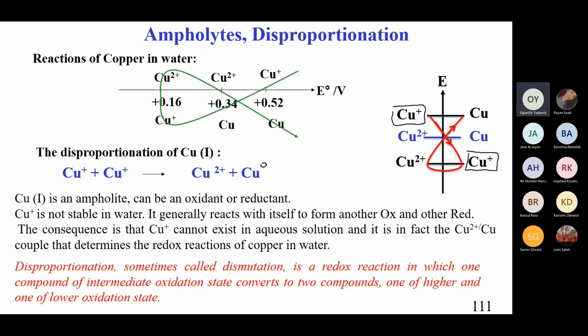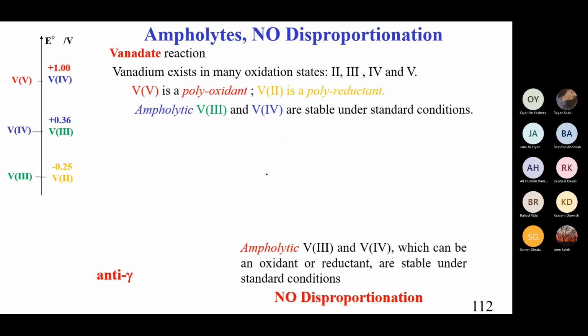The consequence is that this copper cannot exist in aqueous solution, and it is in fact either in the form of copper 2 plus or copper 0, the couple that determines the redox reaction of copper in water. So whenever I have copper in water, it acts as if it's copper 2 plus or copper 0. The opposite of disproportionation, okay?